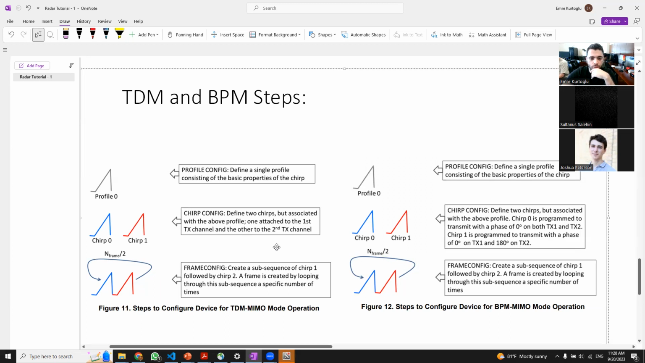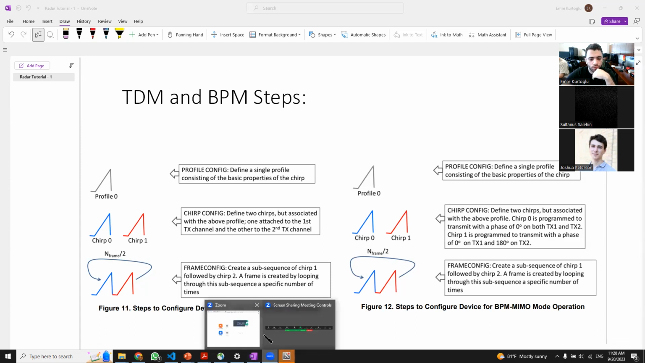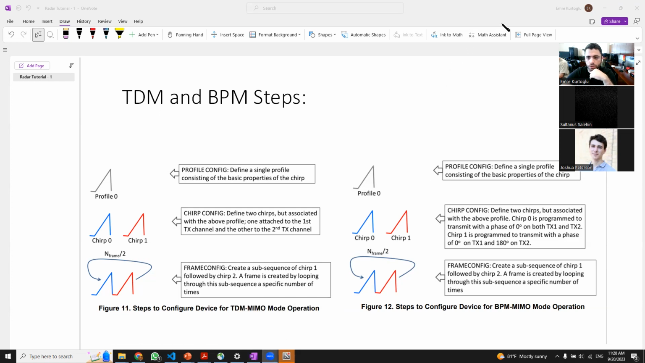And next thing that we want to have is the frame configuration. So this will, did I start recording? I didn't start. Okay, let me start recording.